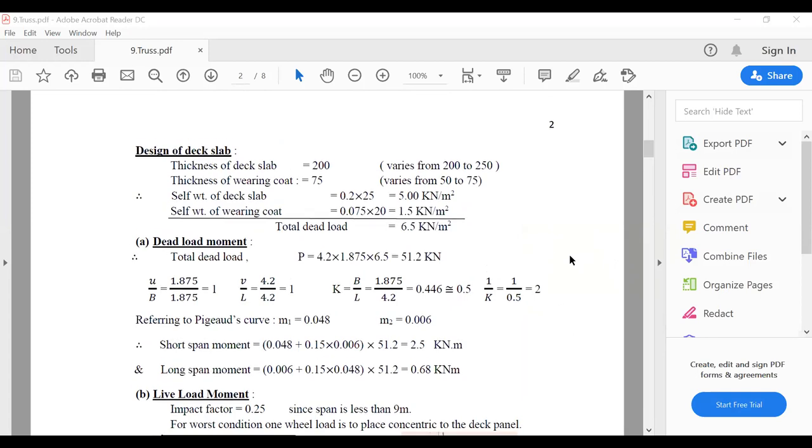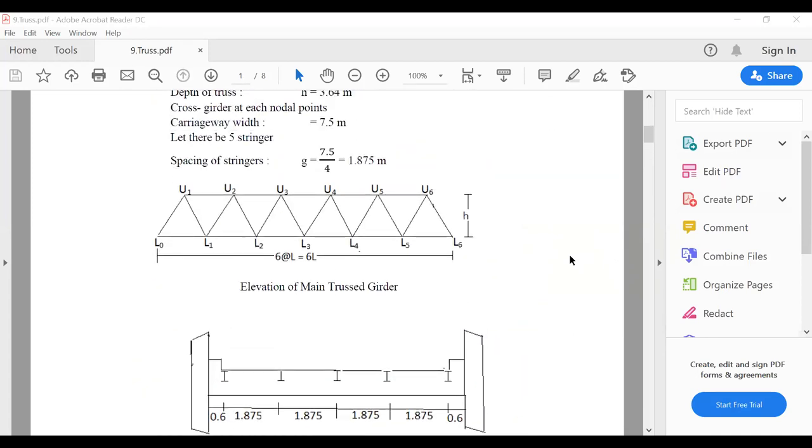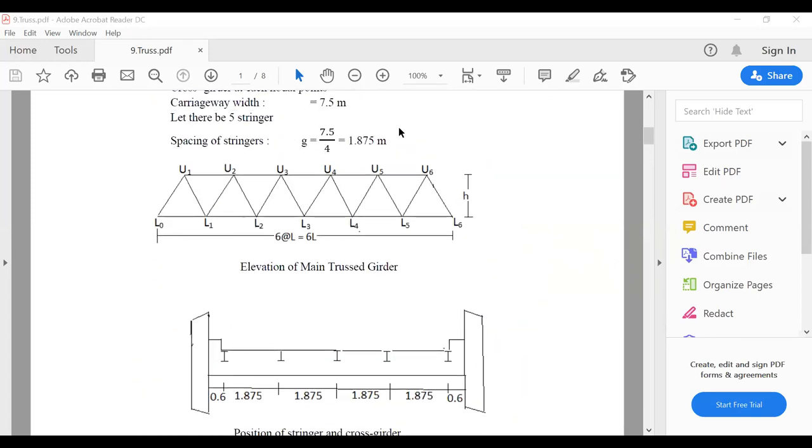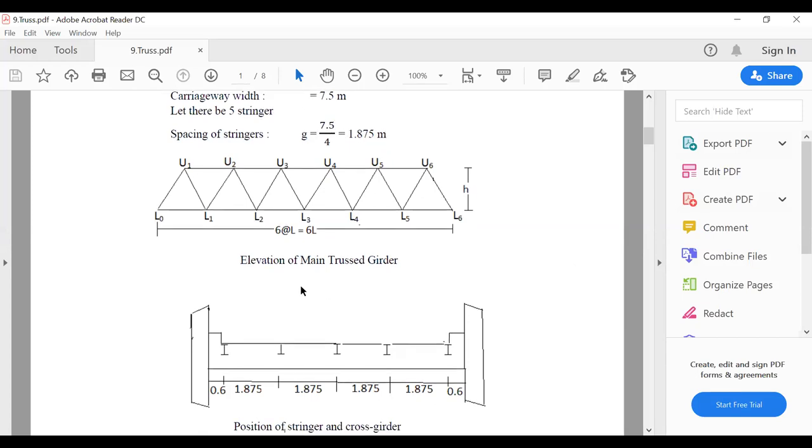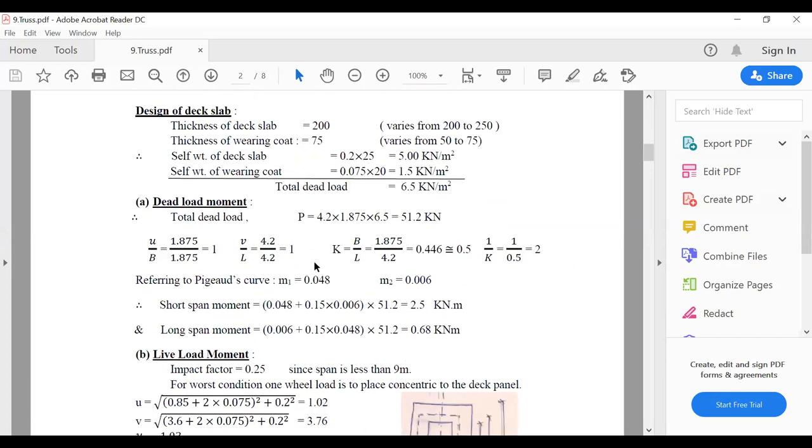So now we are going to the design of the deck slab. The spacing of stringers, I hope you have understood. These stringers are placed along 7.5 meter, along the width of the deck. So for the design of the deck slab, they have taken a deck slab of 200 mm.